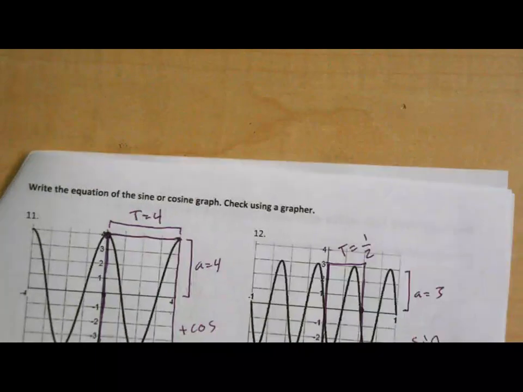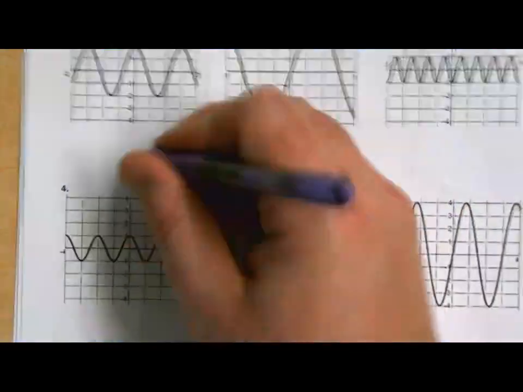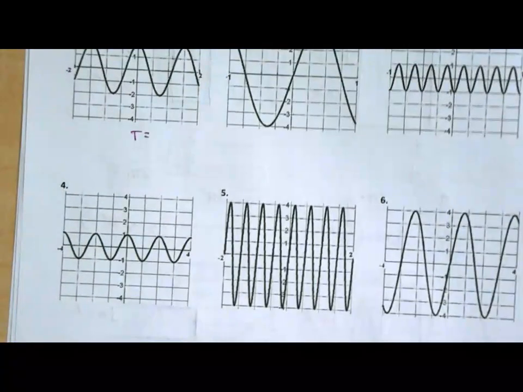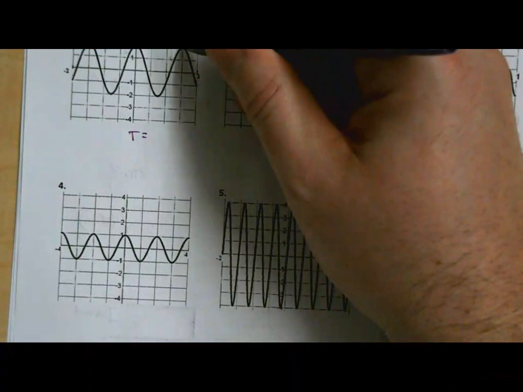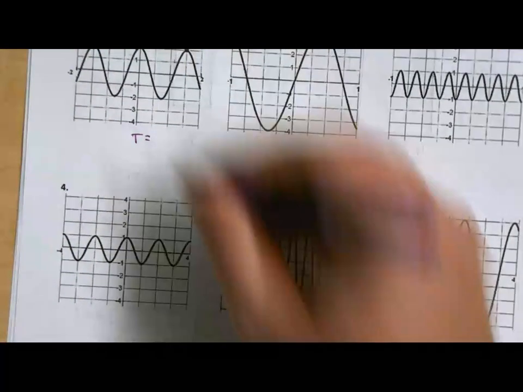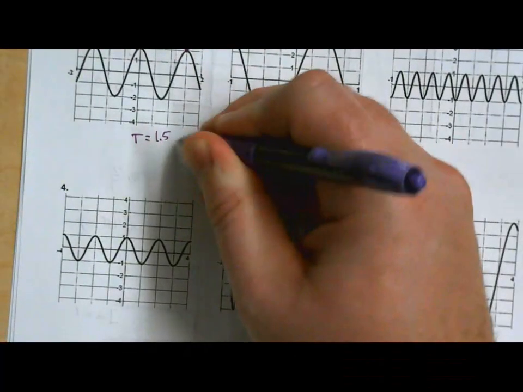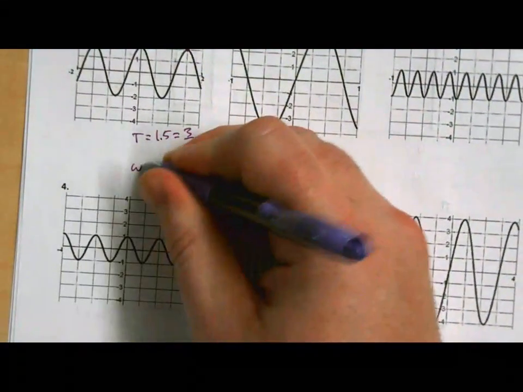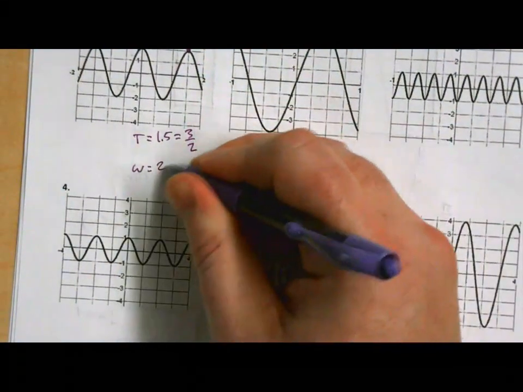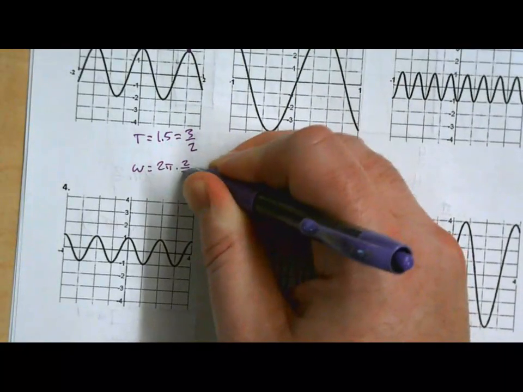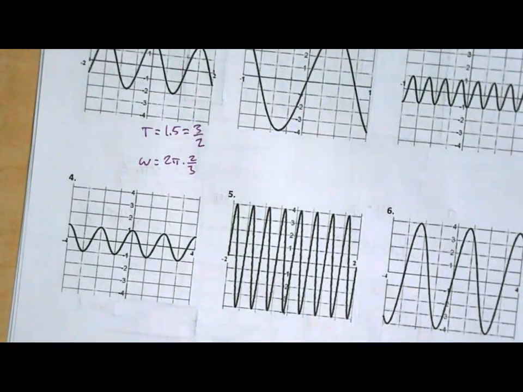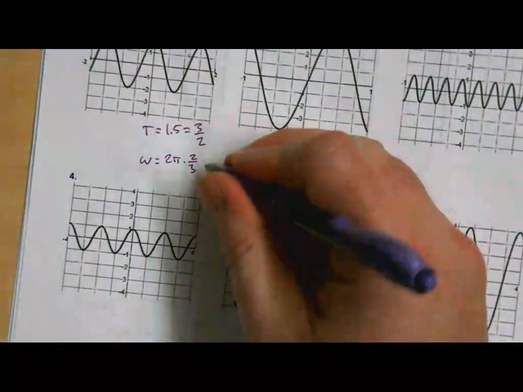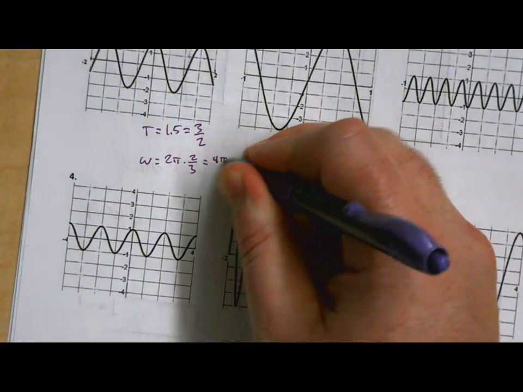Did you get 3 pi? So T goes to here. So yeah, T is 1.5, but I'm going to think of that as 3 over 2. And then omega is, oh, you're right. 2 pi times 2 over 3. So 4 pi over 3. My bad. I need to leave my mental math.